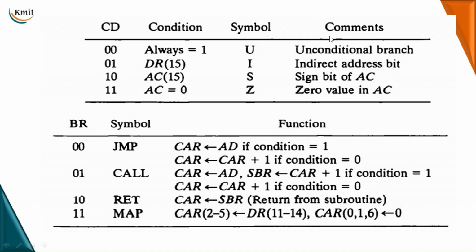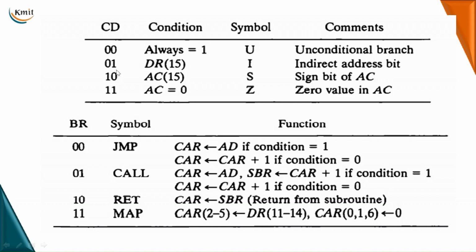So next comes the CD, condition field. The condition field is a 2-bit field, so it takes 2 to the power of 2 possible values: 00, 01, 10, 11, totally 4. Coming to 00, it is represented by a symbol U. This is used specially for an unconditional branch. Since it is an unconditional branch, the target instruction has to be executed next. The control has to move to the target instruction, so it is always considered as 1.